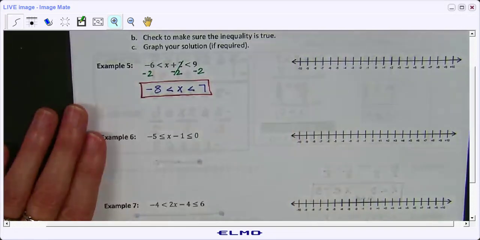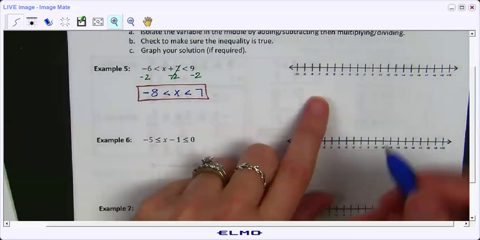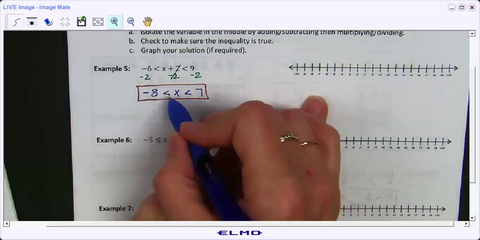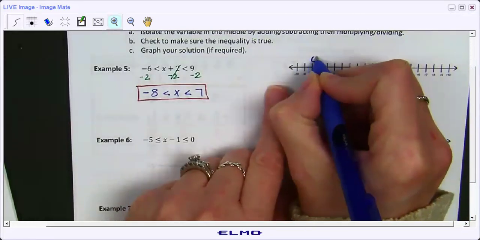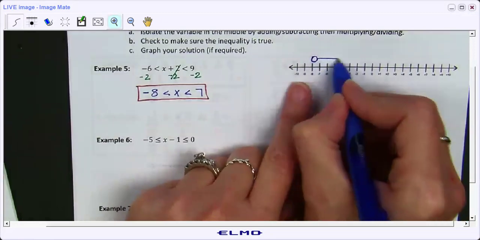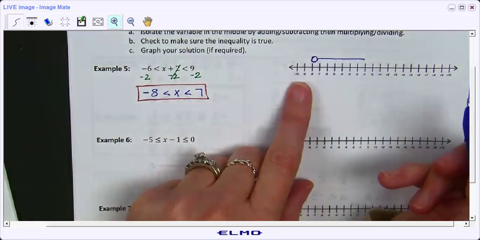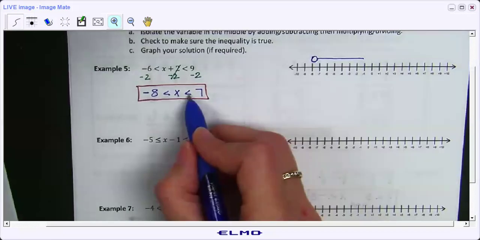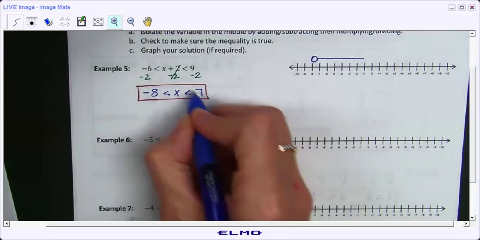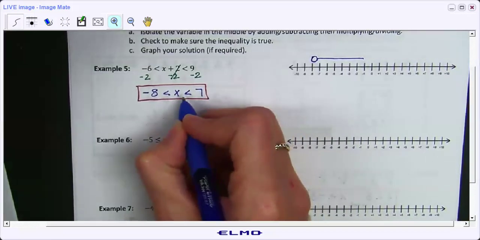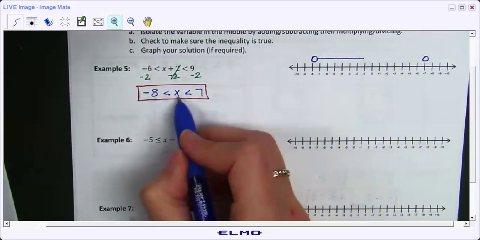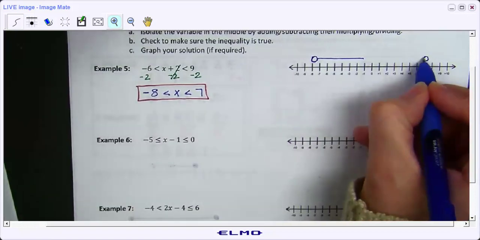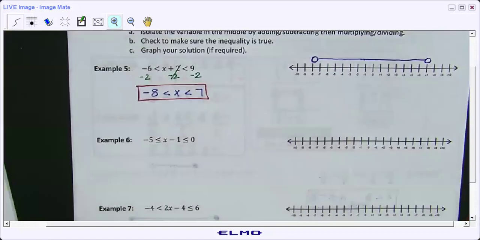And we can graph this one. So I'm going to have an open circle above -8. And x is greater, so it's going to go in the greater than direction to the right. And then I have an open circle above 7 because the symbol next to the 7 does not have an equal sign. So that's an open circle above 7. And x is less than, so it'll go in the less than direction and connect my lines.